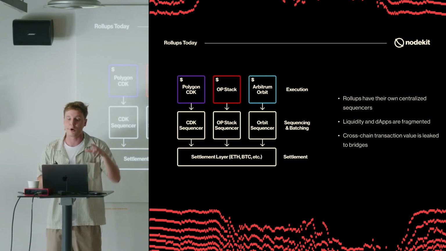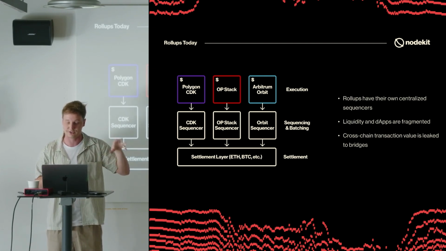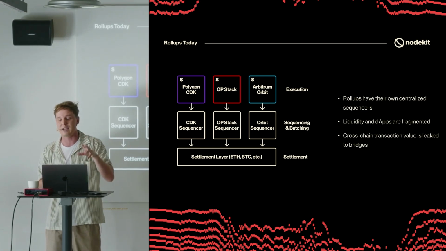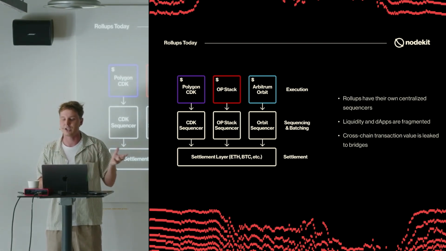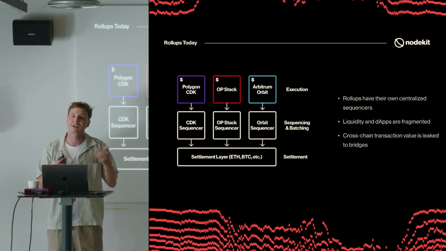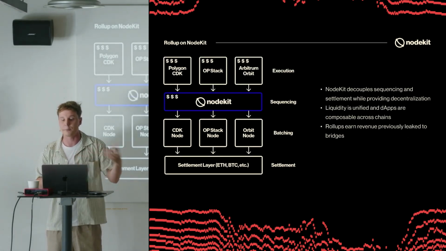So rollups have their own centralized sequencers. The liquidity in dApps is fragmented, and the cross-chain transaction value is leaked to bridges. So that means that bridges actually capture the majority of the value when users send messages across chains. With NodeKit, we decouple sequencing and settlement, and we still provide that decentralization. So the liquidity is unified, and the dApps are composable.